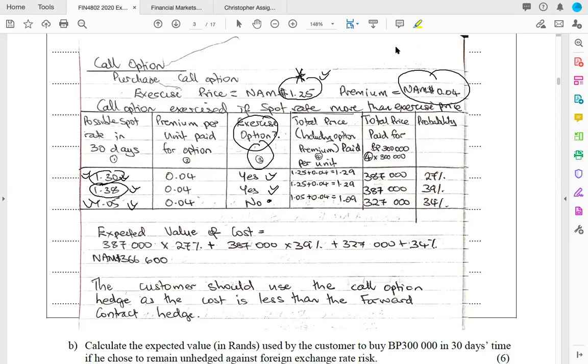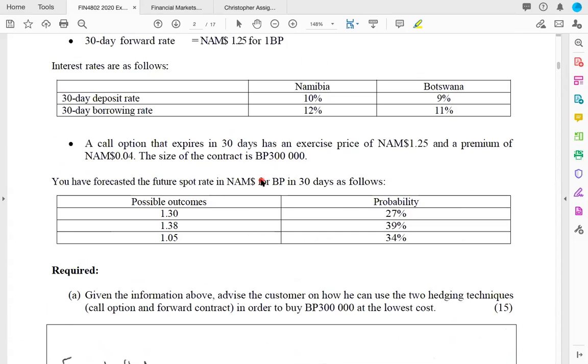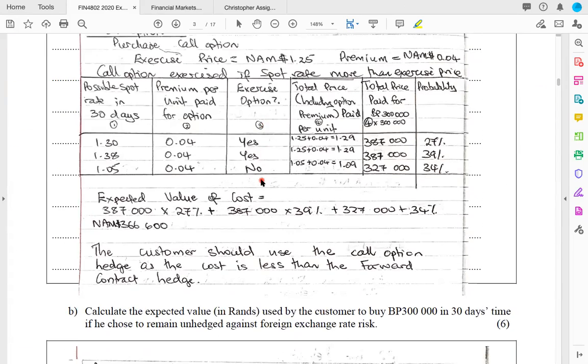So when we're using a call option hedge, you compare your possible spot rates with your exercise price. If the spot rate is more than the exercise price, you exercise your option. But if the spot rate is less than the exercise price, you do not exercise your option. With a put option, it's different. With a put option, it's the other way.